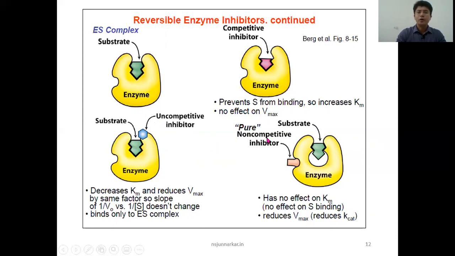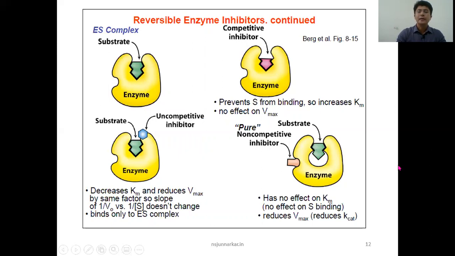In case of pure non-competitive inhibitor, the inhibitor binds to a site very much different from the substrate binding site. So when the enzyme is free or bound to the substrate, the inhibitor molecule can bind to the enzyme. But upon binding of the inhibitor to the enzyme, the substrate may bind to the enzyme, but the substrate cannot be converted into product unless and until the inhibitor is removed.